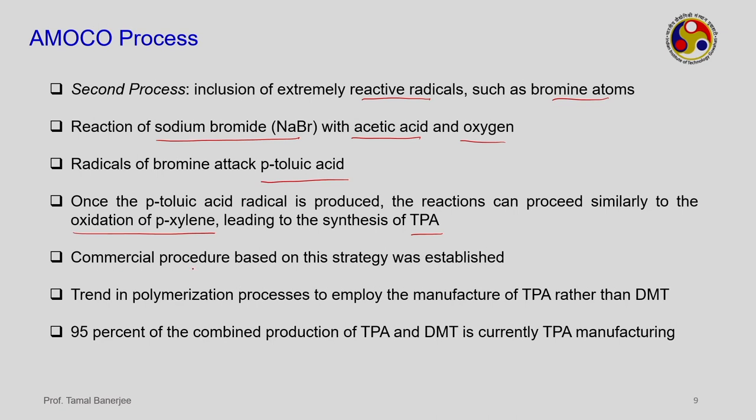So commercially, the trend in the polymerization process mainly, what the issue is, because I told you acid is much more economical, even though the ester is much more pure as a monomer, the trend in the polymerization process is to employ the manufacture of TPA rather than DMT. So 95% of the combined production of TPA and DMT is currently TPA manufacturing, okay. So most of the polymers which are produced have TPA as starting material.